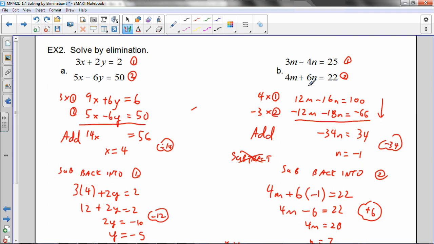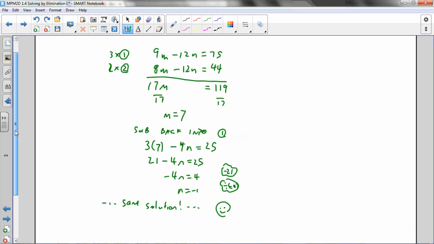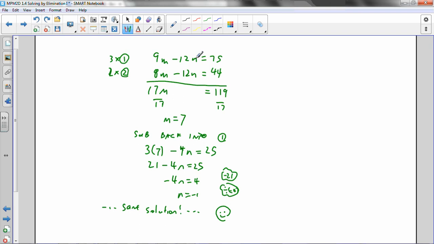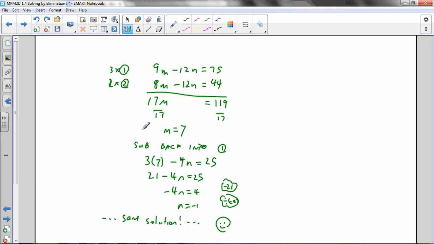And some of you might be thinking, well, Mr. Estall, why did you eliminate the m's? Why did you decide that? Was my instinct to multiply this first one by 3 and this second one by 2, and then I could get rid of the n's? And absolutely, you can do that. Here's that very solution. So notice that when I multiply 1 by 3, and it looks like I might have made an error here somewhere, but let's see. Yes, there should be a plus there. But then when I add, the n's are gone, and everything works out the same. And a smiley face. So it doesn't matter which variable you decide to eliminate.